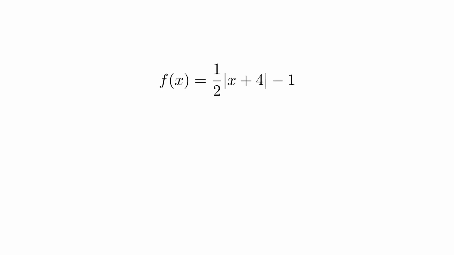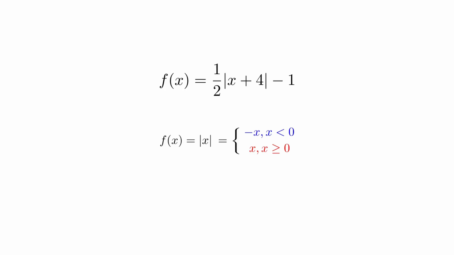So we have f of x equal to 1/2 times the absolute value of x plus 4, minus 1. And today we're going to be going over how to convert this absolute value function to a piecewise function. As a quick recap, if we are given the parent function of an absolute value, f of x equal to the absolute value of x, the equivalent of that in piecewise form would be negative x where x is less than 0, and x where x is greater than or equal to 0.